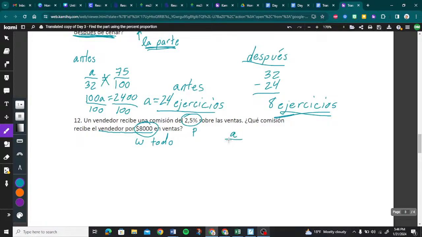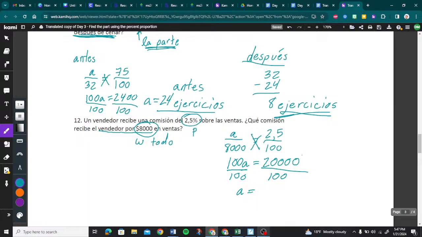So we don't know the part. We know the whole is 8,000. We then have 2 5/10 over 100. Cross multiply. 100A equals 2 5/10 times 8,000, and that gives us 20,000. Divide by 100, and the commission is going to be $200.